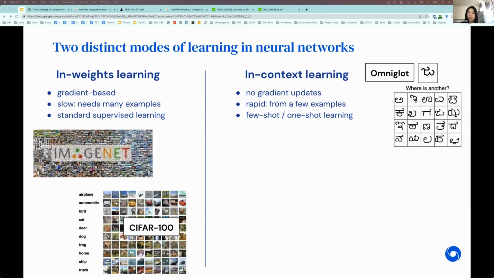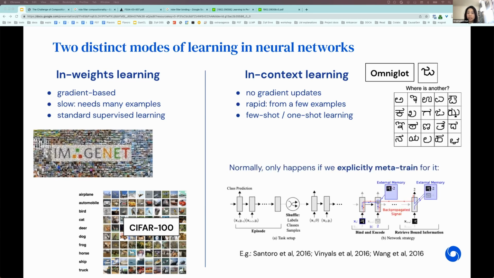Omniglot, which is a standard data set for few-shot learning developed by Brenden, who will speak next. And normally this kind of fast learning only happens if we explicitly meta train for it. That is, we have to explicitly demand it from our models by training directly on specially designed few-shot data. And there's really awesome work by a lot of folks on how to achieve few-shot or one-shot learning via meta training.